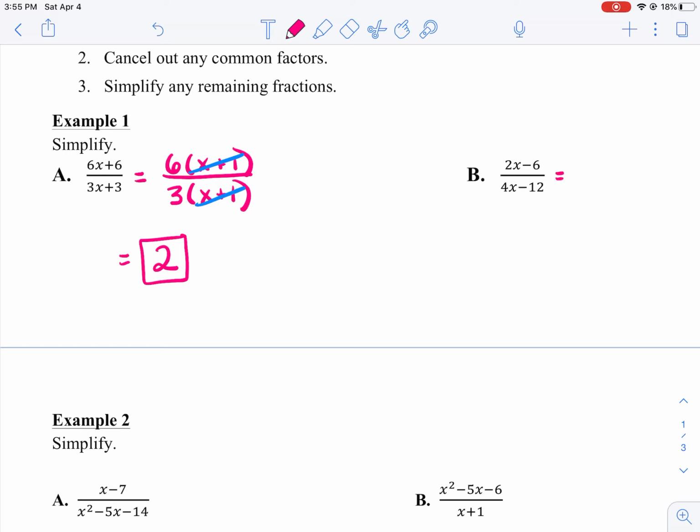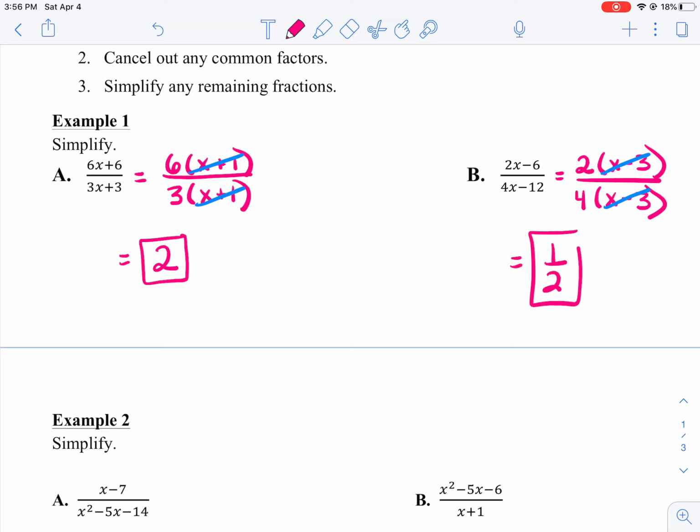The next one, you're going to go ahead and take a 2 out. This is a GCF factoring problem. Take a 2 out and you get x minus 3. Okay, 4x minus 12, we can take a 4 out and we get x minus 3. So once we factor out that GCF, now we see we've got a common factor. And then the last step is to simplify any remaining fractions. We know that 2 over 4 is equal to 1/2. Okay, so that's in general how we simplify rationals.